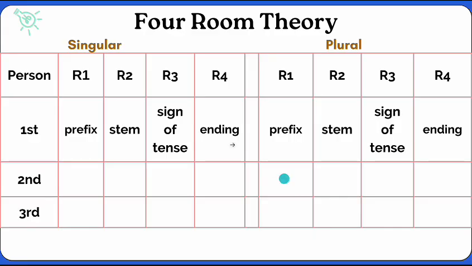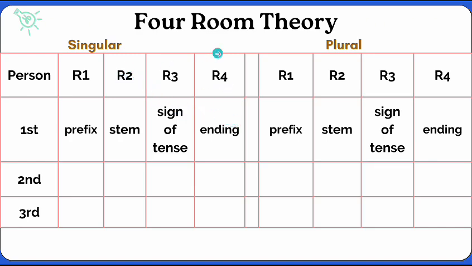Here is the practical example of the four-room theory. Look at the rooms. Can you see this table? Here we have the singular form, and here we have the plural form. So we have the persons: first person, second person, third person. Room 1, like I said, will be occupied by a prefix, and then room 2, room 3, and room 4.